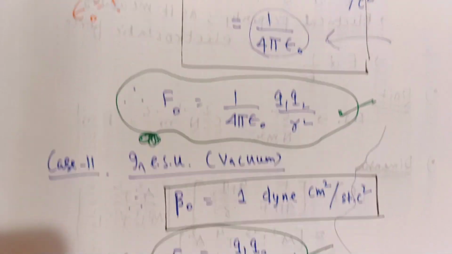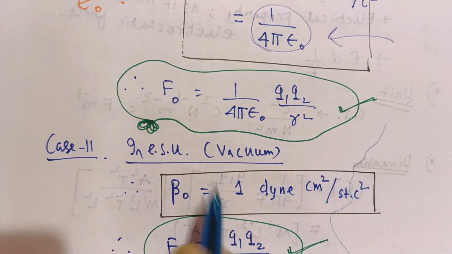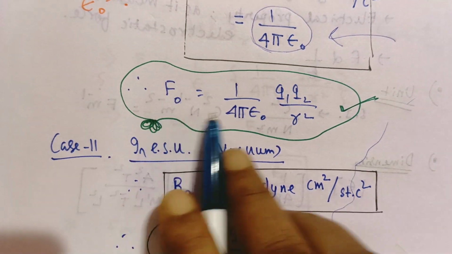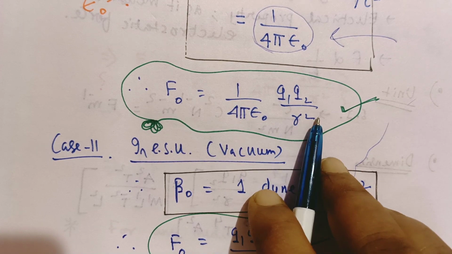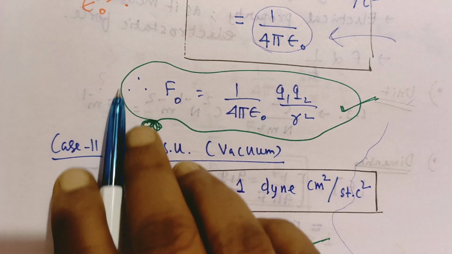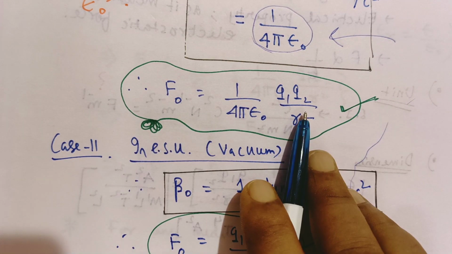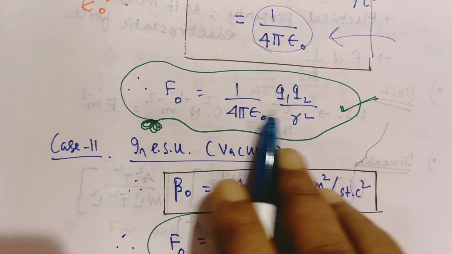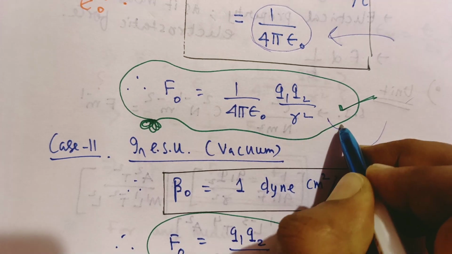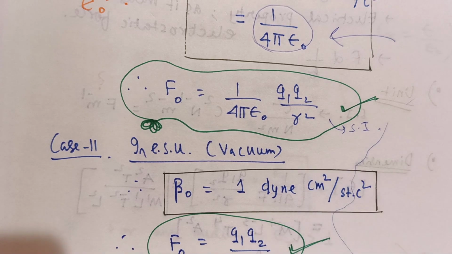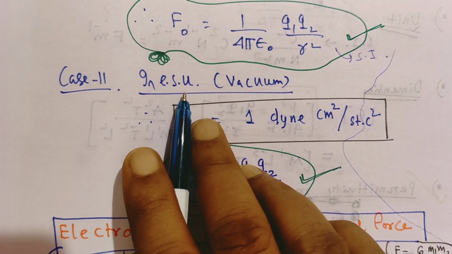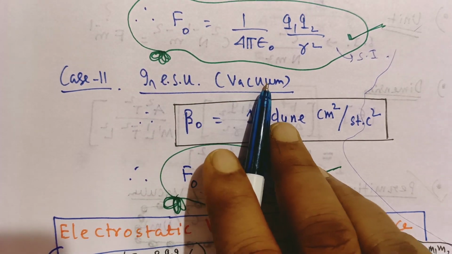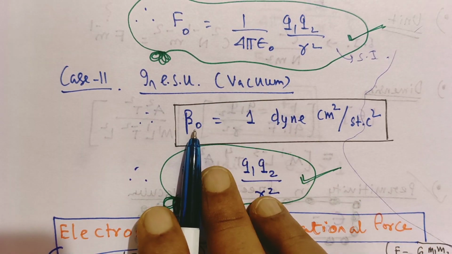Now comes the expression of Coulomb's force in the SI system. F naught is equal to 1 by 4 pi epsilon 0 Q1 into Q2 by r square. Write this formula in your copy; this formula is used in vacuum in the SI system. Similarly, the formula in electrostatic units, or you may call it the CGS unit, in vacuum: the proportionality constant value is different.